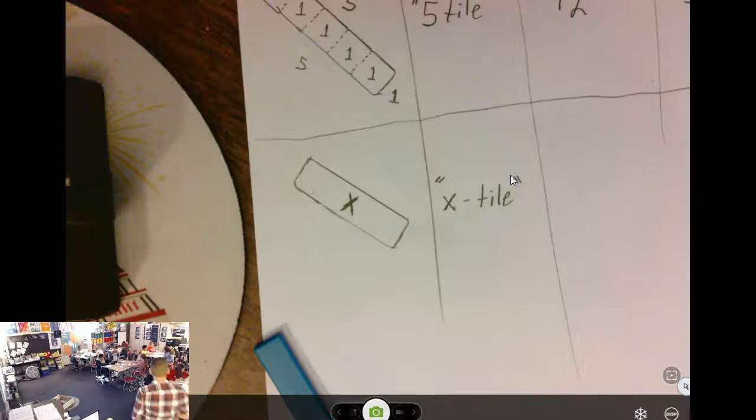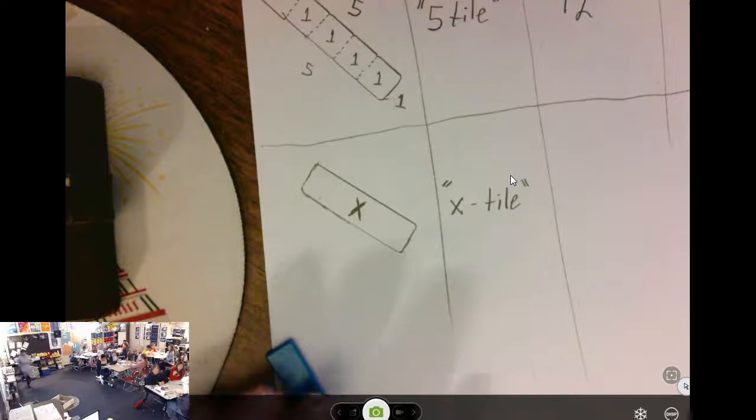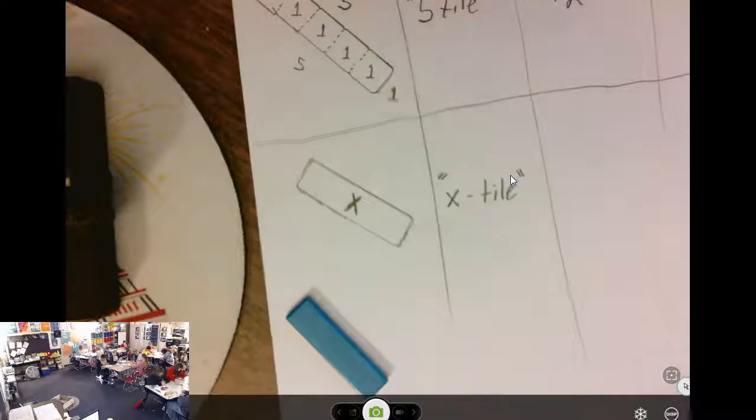Then write down your perimeter and your area, and this is where things start to get a little tough. Write down your perimeter and your area for this X tile. The area is X. Before you try to do the perimeter, label your edges on the X tile. The reason this is called an X tile, grab your 1 tile that you just had.